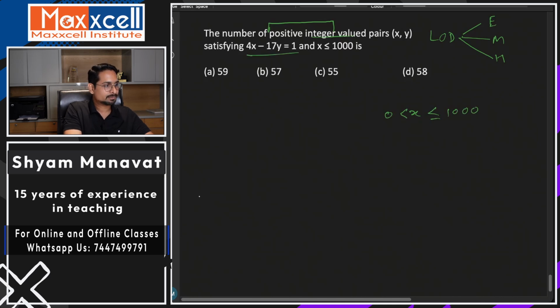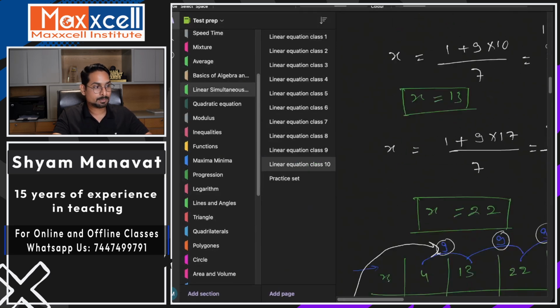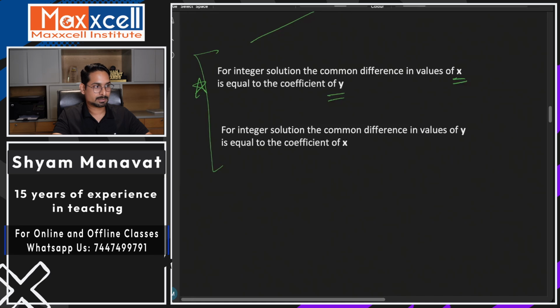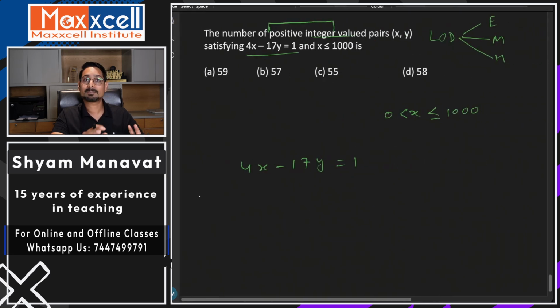Now the equation you have is 4x minus 17y equal to 1. I will use the shortcut which I have used in lecture number 10. Yeah, this shortcut, you can pause it and then read it. For the integer solution, the common difference in the values of x is equal to the coefficient of y, and the common difference for values of y is the coefficient of x. Pause this and read it. And if you have not gone through lecture number 10 of linear equation, please go through that.